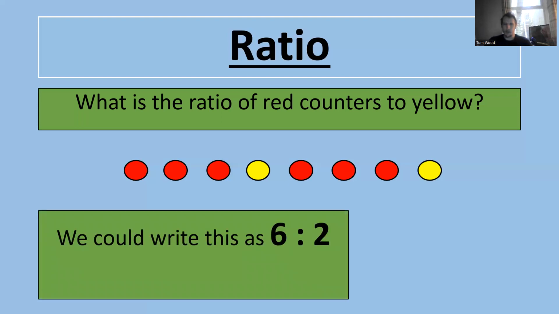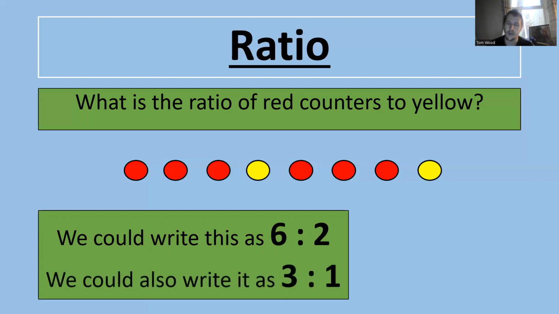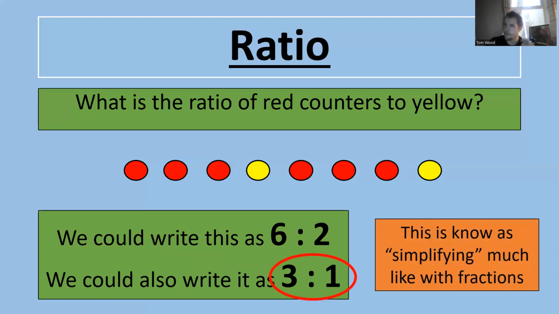So we could write this, if we took all of these counters into consideration, as a ratio of 6 to 2, which is completely correct. But what you might be able to see is that now that counter's moved, you can almost split that in half. So we can simplify this and say that for every 3 red counters, there is 1 yellow counter. This is simplifying a ratio.